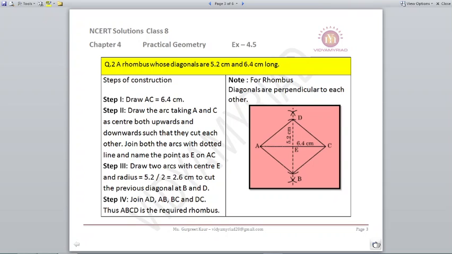Now please be sure that the diagonals of a rhombus are perpendicular to each other and they bisect each other also. That is why we did 5.2 divided by 2, making it into equal halves. So DE will be equal to EB, and AE will be equal to EC.